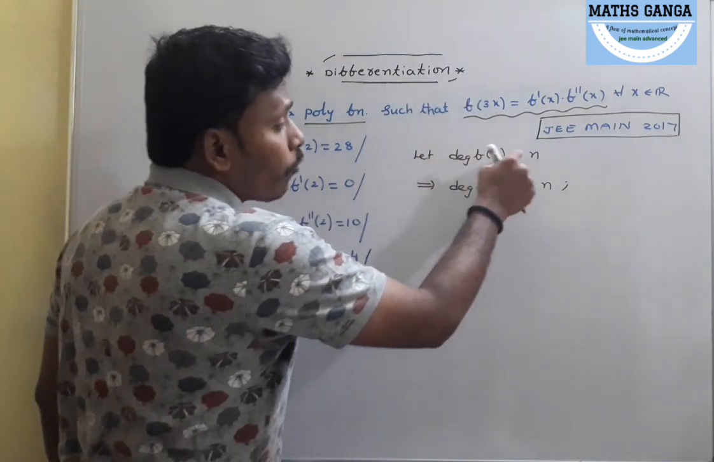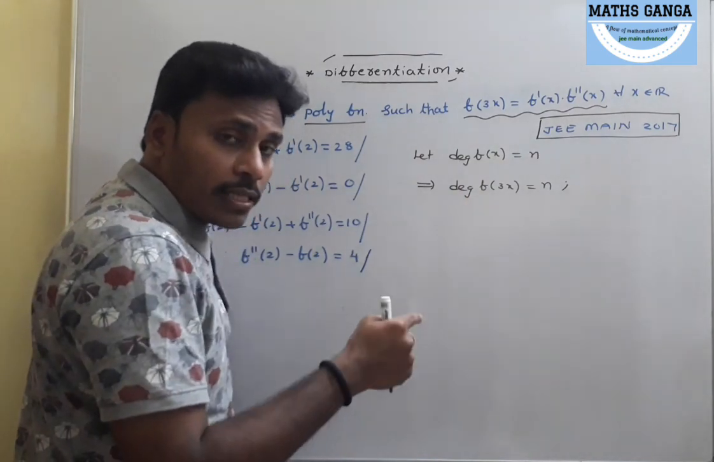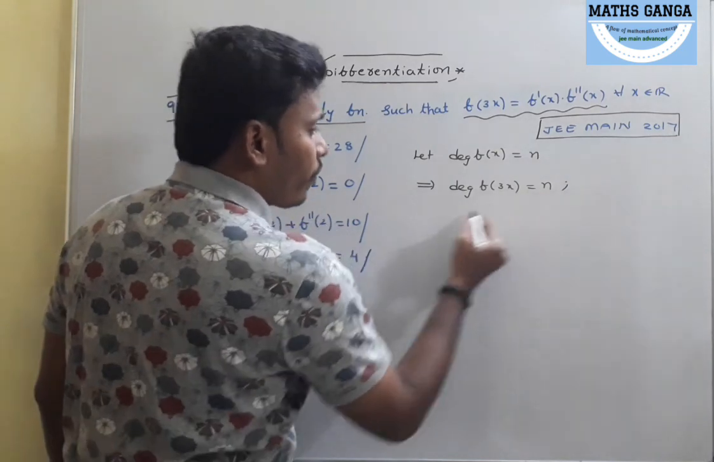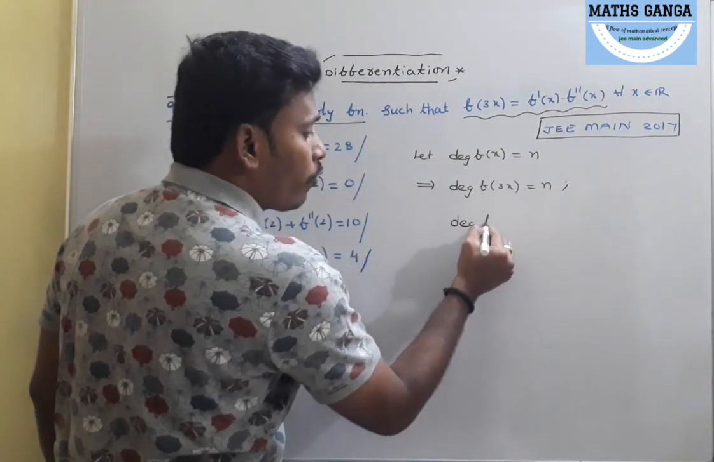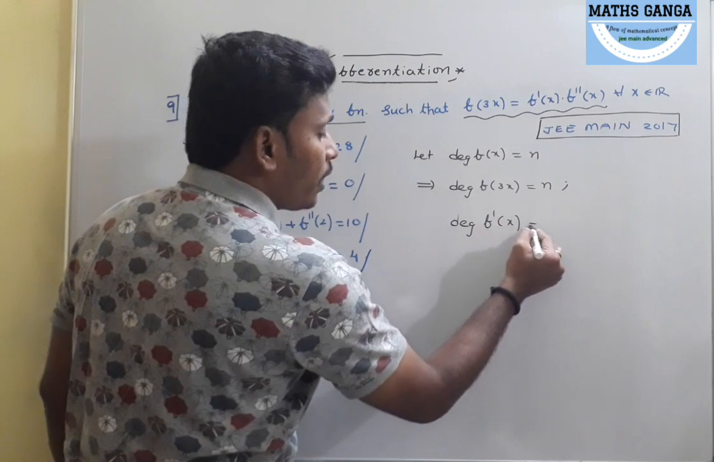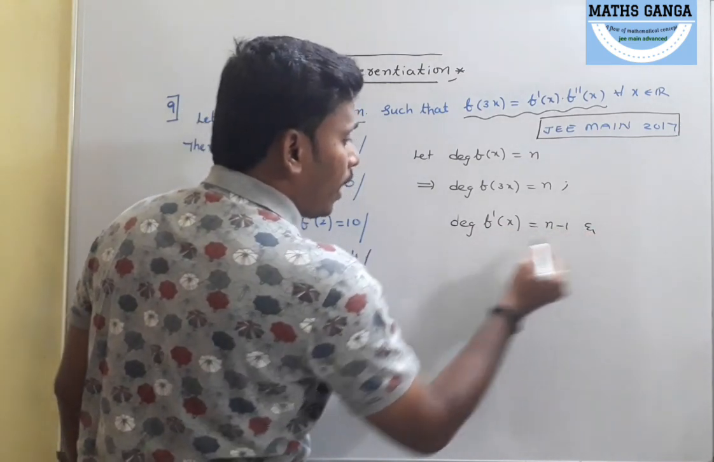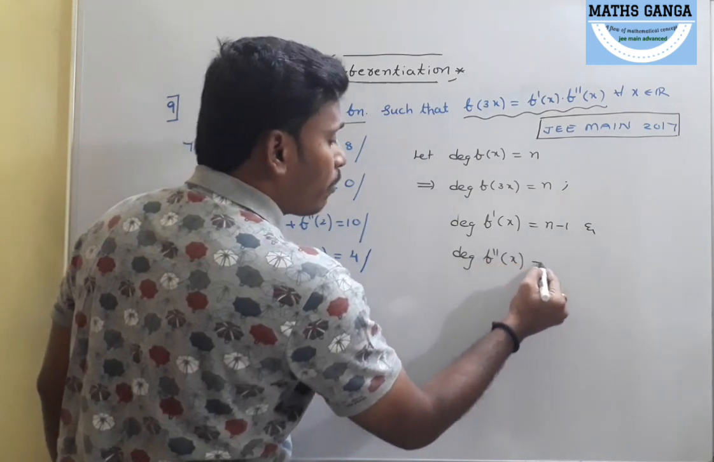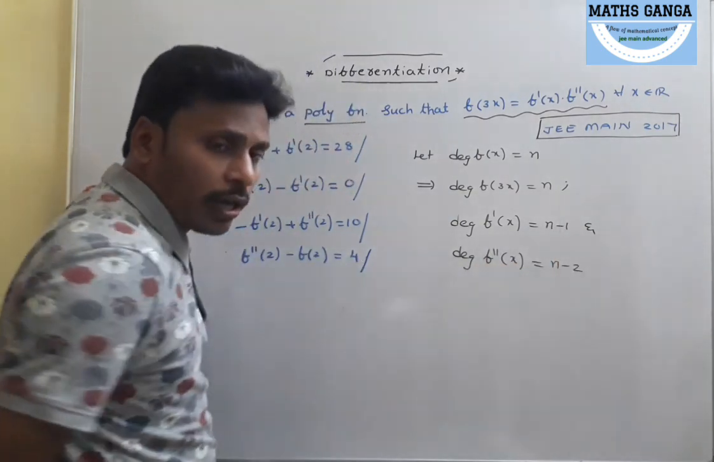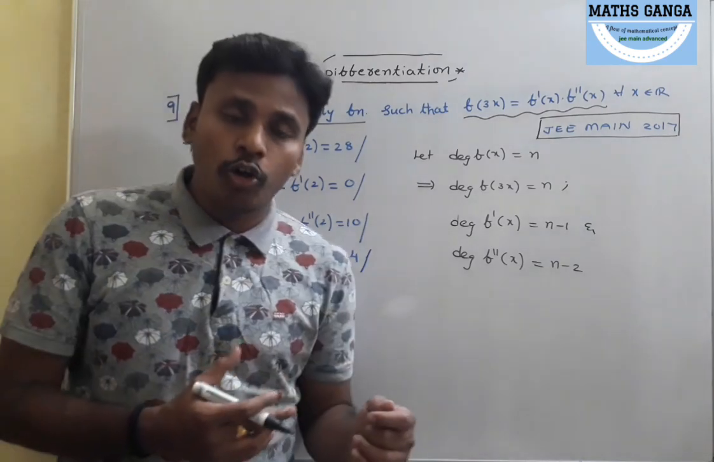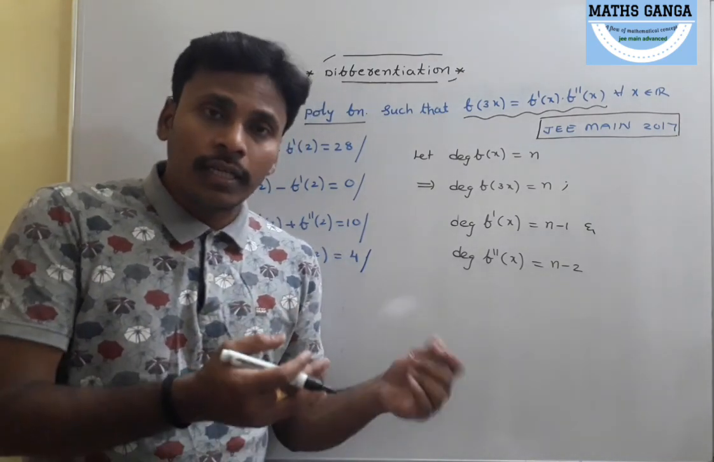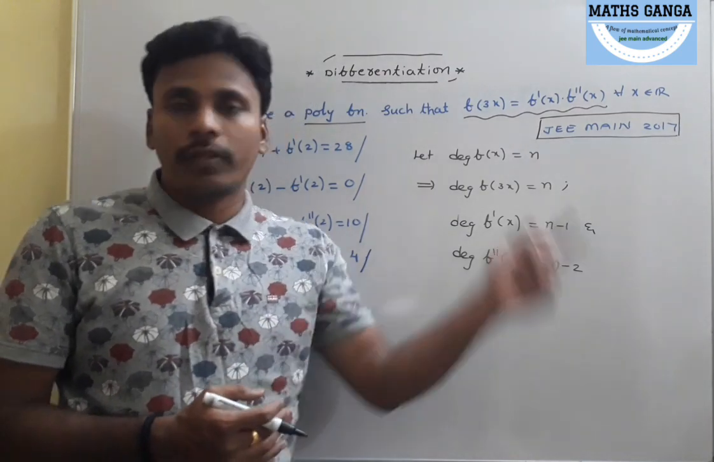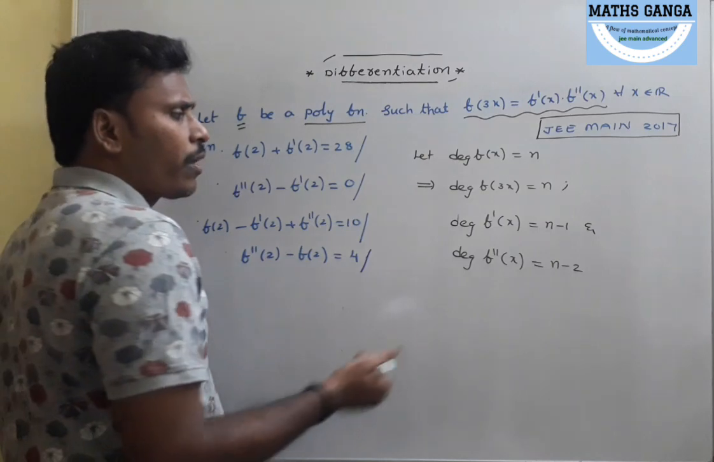And since the degree of f of x is n, its derivative has degree just 1 less than this n. So the degree of f of 3x is n, the degree of f dash of x is n minus 1, and the degree of f double dash of x is n minus 2. See, if you differentiate a polynomial, then the degree of the derivative is 1 less than the degree of the original polynomial. Usually it happens, right?